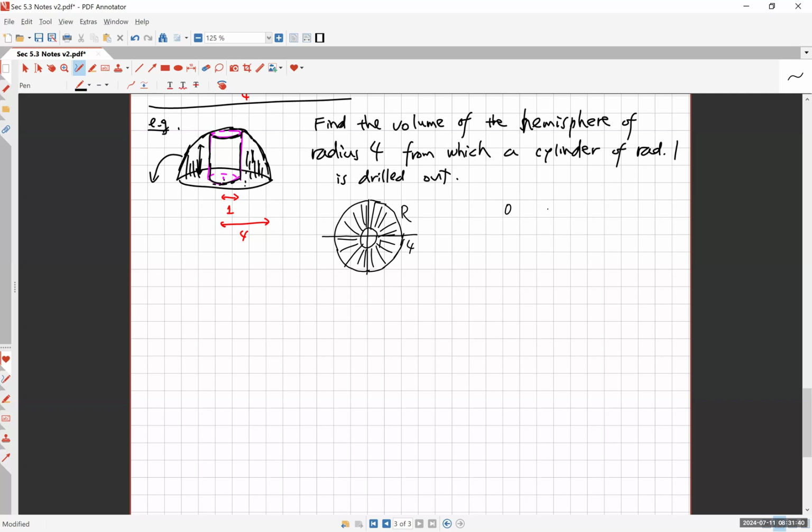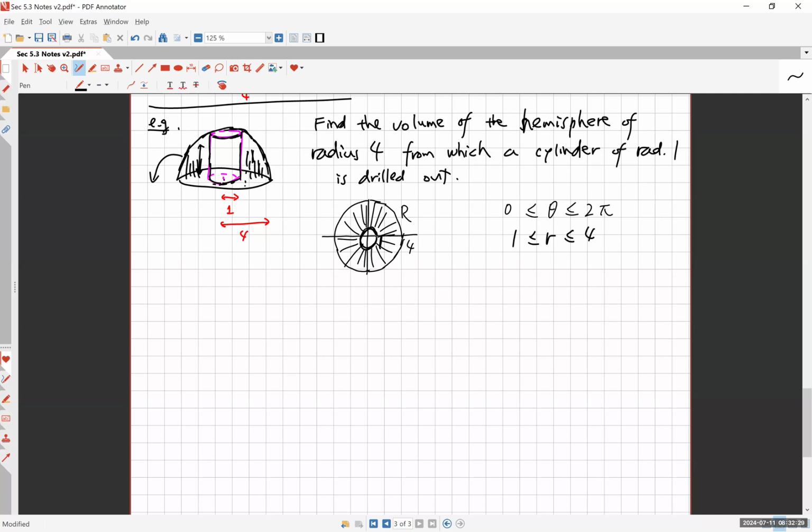Well, obviously, theta is between 0 and 2 pi. And as far as r is concerned, it goes until 4, but it doesn't start at 0, because this part is excluded. That's really a nice feature of this coordinate system. It's not 0, it's 1, because this point is 1. And so that's the region R of integration.